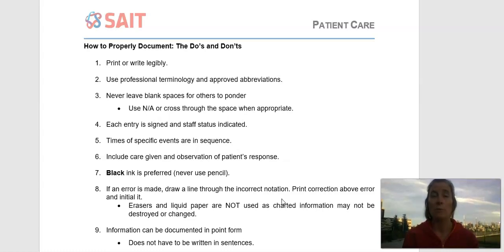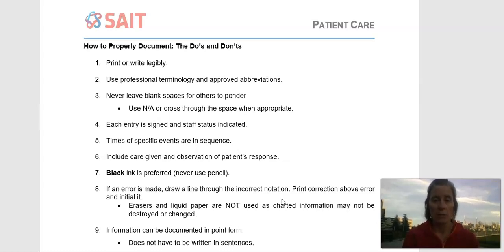As you become more familiar, you'll come to appreciate that there's a lot of lingo and vocabulary and terminology that we use in our own profession, as well as it crosses over into other professions such as nursing and so on. Do not ever leave blank spaces when it comes to charting. If it's not applicable, then write NA or put a line through that space, when appropriate. When you do enter something into the patient's chart, you must sign your initials as well as your status. So you would put an MRT.